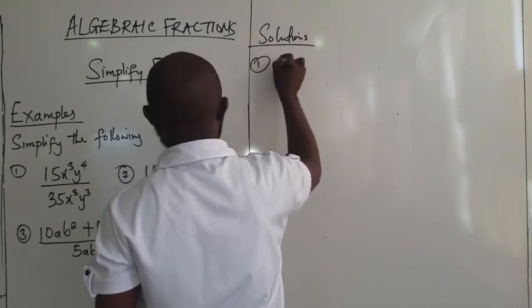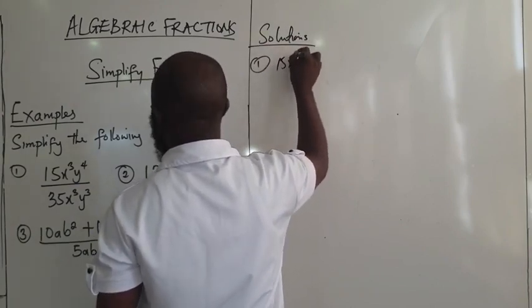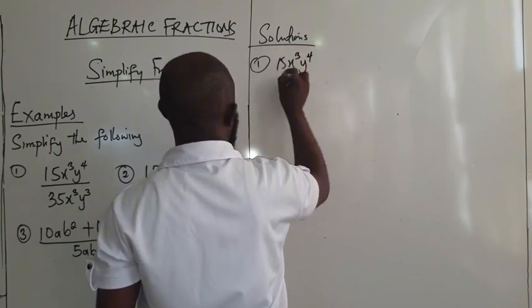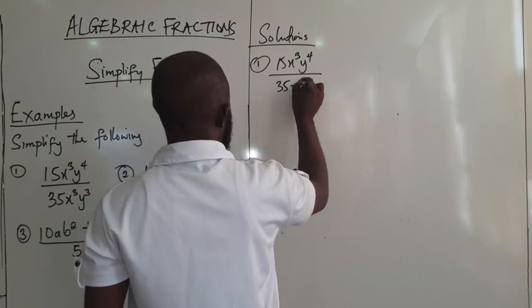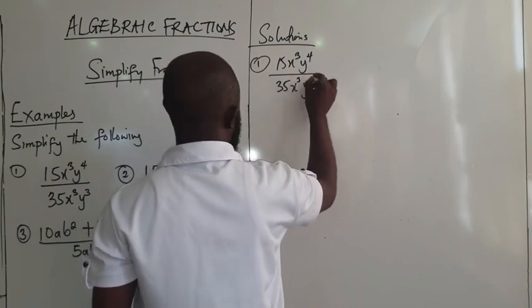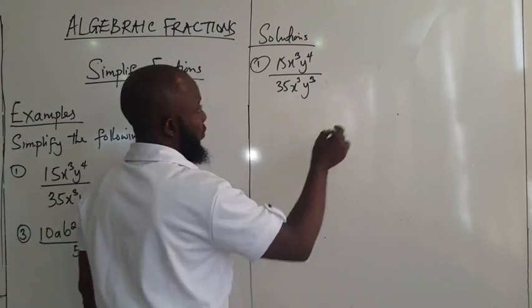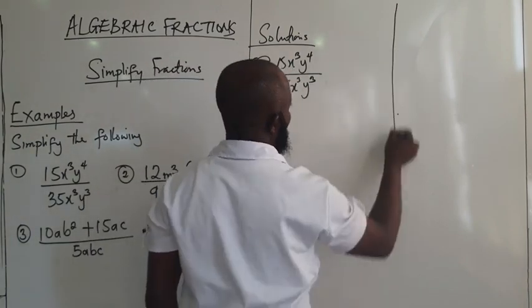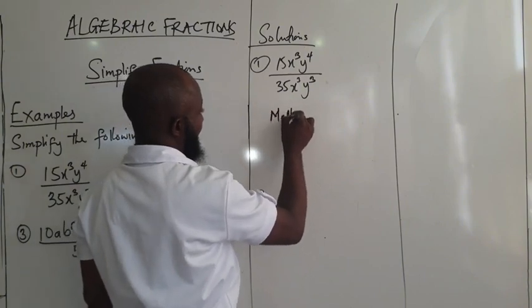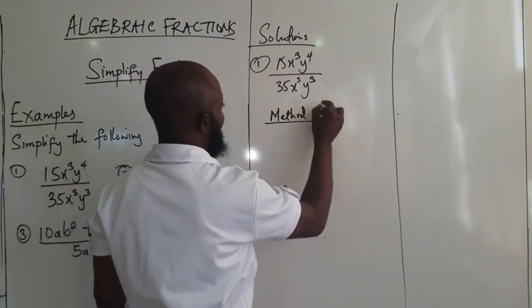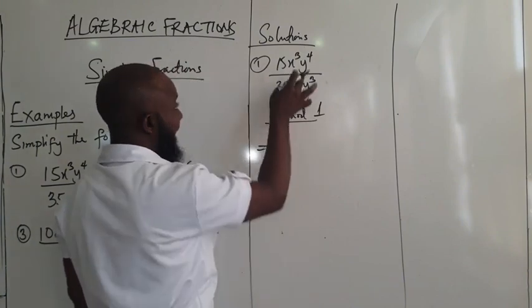So the first one we have 15x cubed y raised to power 4 divided by 35 x cubed y cubed. Now, what you're expected to do here, you can do it the first method. Let's say method one.